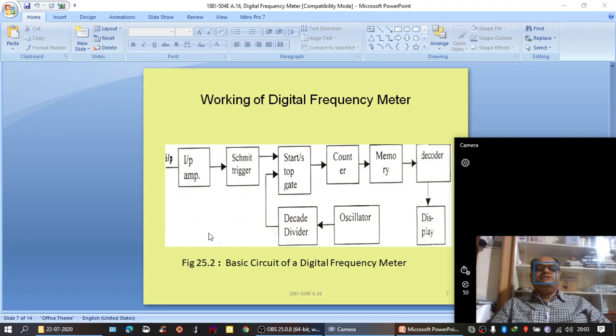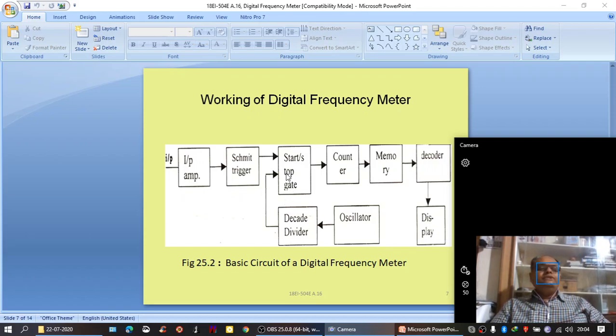So what is the process? The input signal is amplified first, then it is converted into a train of pulses using the Schmitt trigger, and the output of the Schmitt trigger, that is the train of pulses, is given to a start stop gate. To this start stop gate there is another input which is derived from a high frequency oscillator using a decade divider circuit. According to the requirement, we can choose any gating duration between 1 second and 1 microsecond.